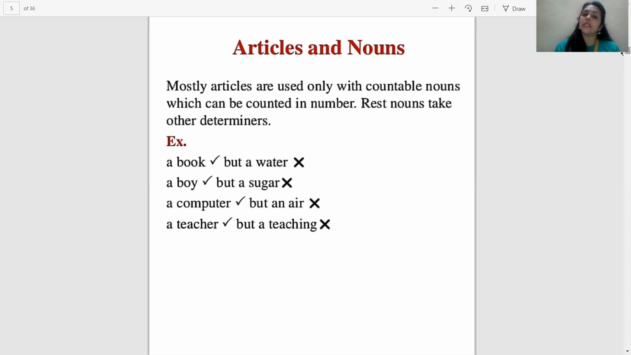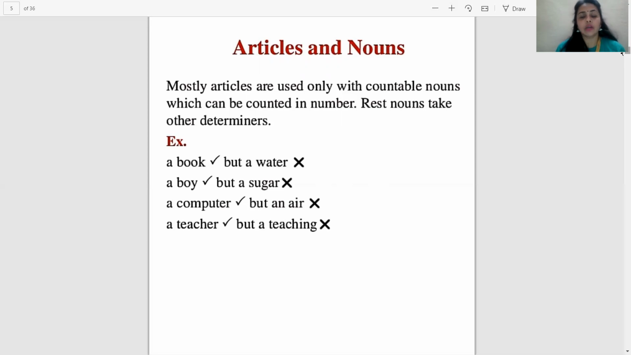And how are articles related to nouns? Mostly articles are used only with countable nouns, which can be counted in number. Rest nouns take other determiners. Now, when I say other determiners, it means the article or the articles are part of determiners. It is not the only thing which comes under the category of determiners. Clear? So for uncountable nouns, there are other words which we use.